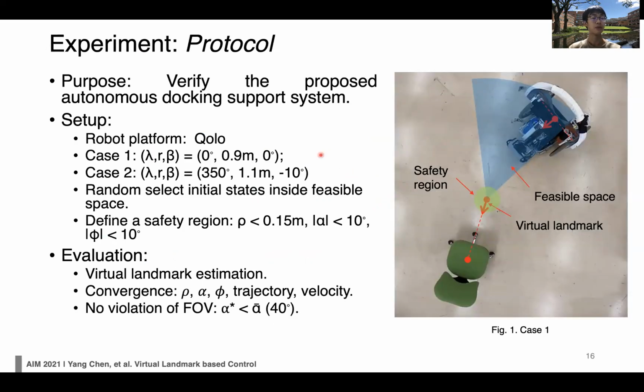Then we did an experiment to verify the proposed autonomous docking support system. The robot platform we used is Colo, a standing wheelchair. We randomly select the initial states inside the feasible space. We also define a safety region around the virtual landmark, which means that only if the wheelchair enters this safety region, the user will be able to do any final alignment. The evaluation includes virtual landmark estimation, convergence, and then the violation of field of view.